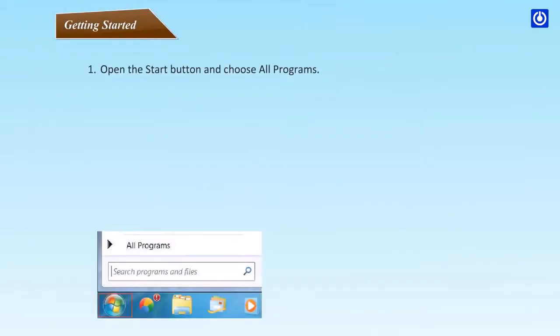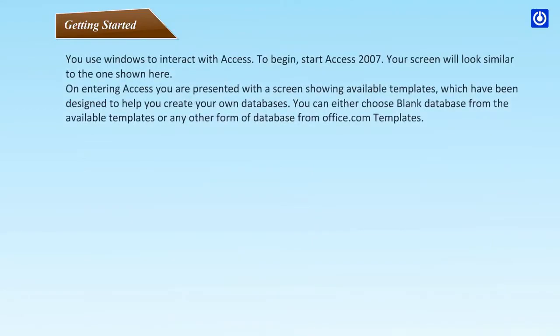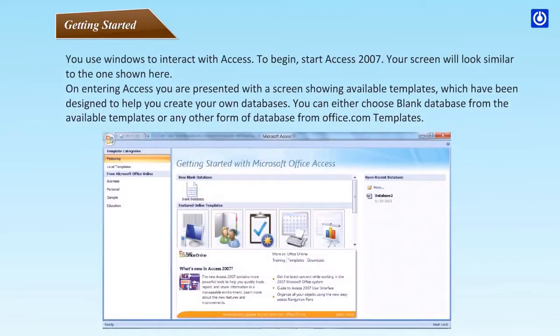Getting started. Open the Start button and choose All Programs. Select Microsoft Office, then click Microsoft Access 2007. You use Windows to interact with Access. To begin, start Access 2007. Your screen will look similar to the one shown here.